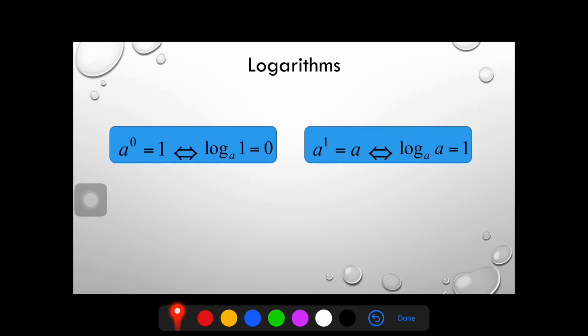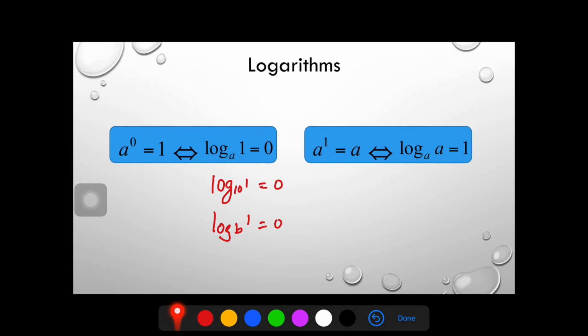And for the other case, when a power of 0 equals 1, so log a 1 equals to 0, means that no matter what the base is, as long as it's log 1, it will always be equal to 0. Log 10 1 equals to 0. Log b 1 equals to 0.